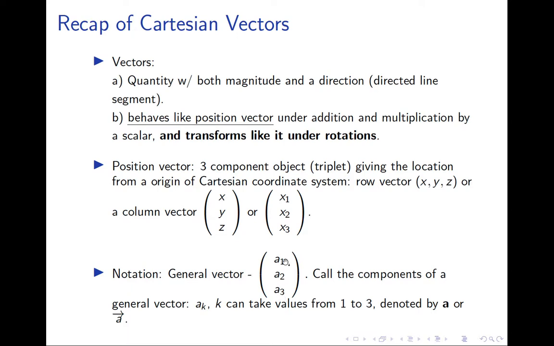And of course, the indices of components will be given by Latin indices, given by middle alphabet indices, k, l, m, and so on. Okay. So a sub k is the kth component of the vector a.